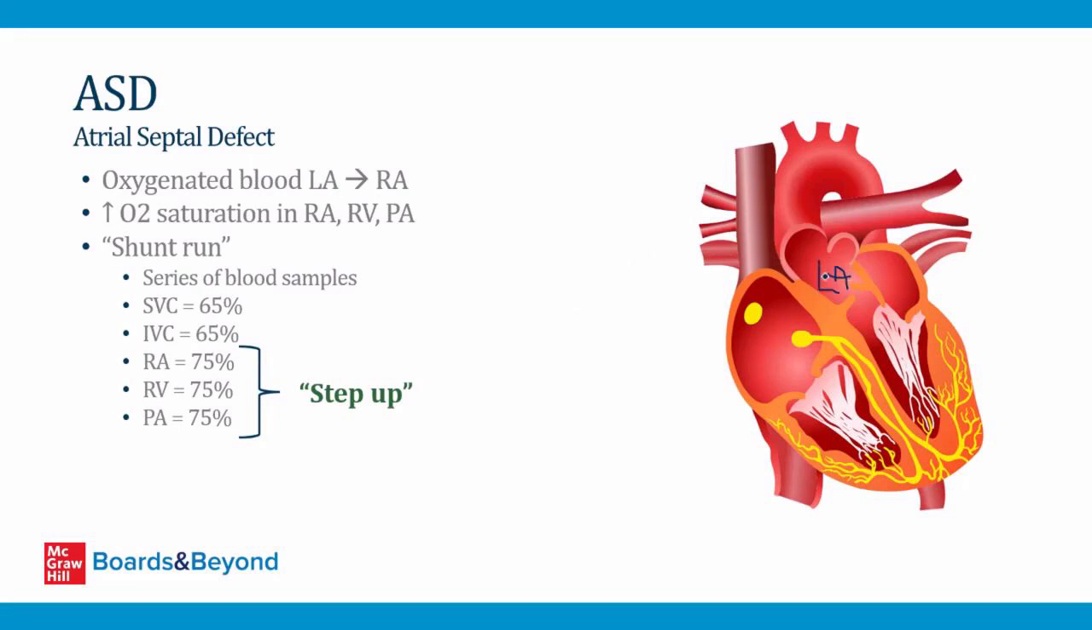So one of the consequences of an ASD is oxygenated blood over here in the left atrium, blood that has just drained from the lungs, is going to cross over into the right atrium. And this is going to increase the oxygen saturation in blood samples from the right atrium, the right ventricle, and the pulmonary artery. And we can detect this in the catheterization lab in a baby with an ASD or even in an adult with an ASD by doing what's known as a shunt run. So you take a series of blood samples from different locations and you see when the oxygen level steps up because of the defect.